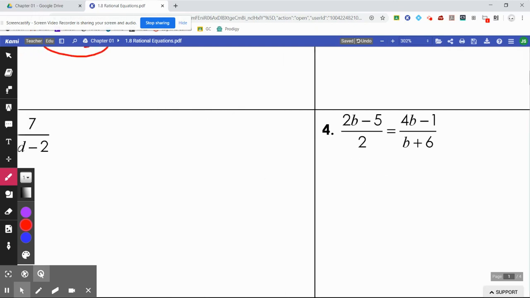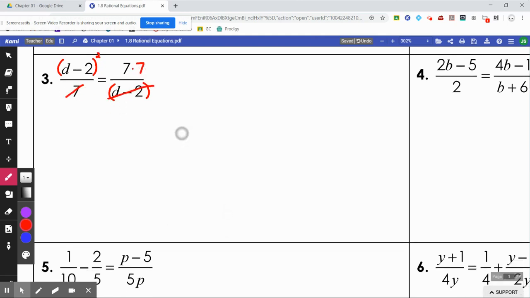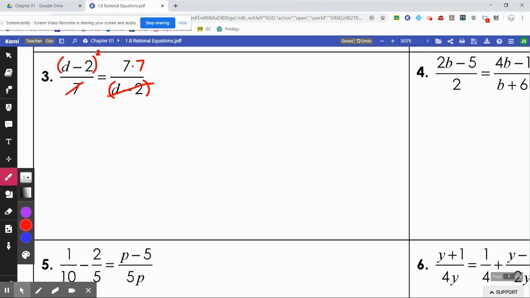Okay, number 3. A little bit more difficult because here, to get rid of the d minus 2, we've got to come up here and multiply by d minus 2. Since it's already a d minus 2, we can actually just write that as squared. To get rid of the 7, we're going to come up here and multiply by 7. So we have d minus 2 times d minus 2.